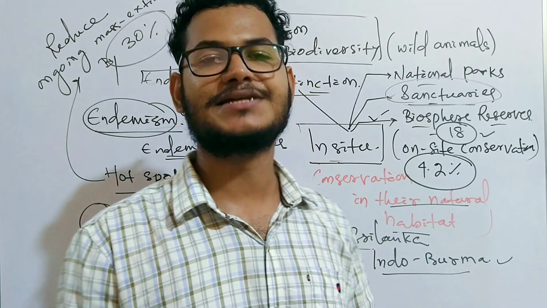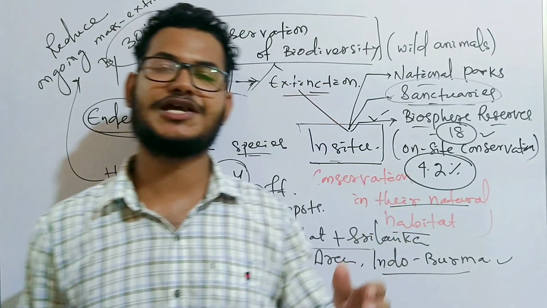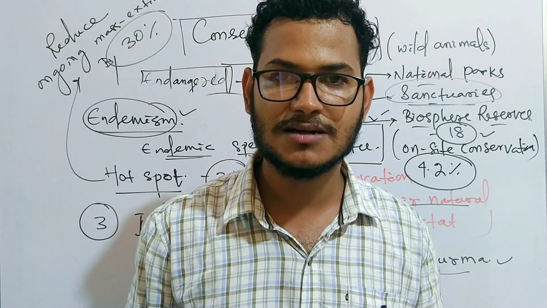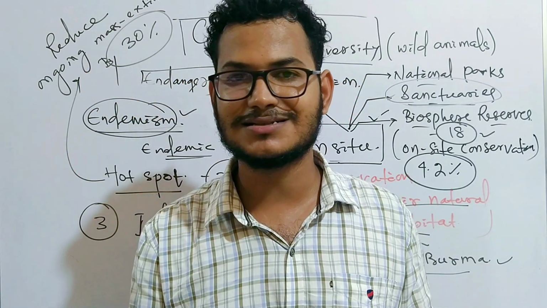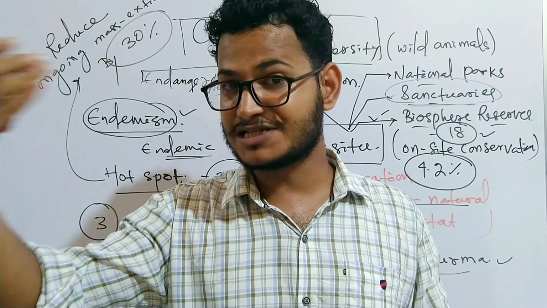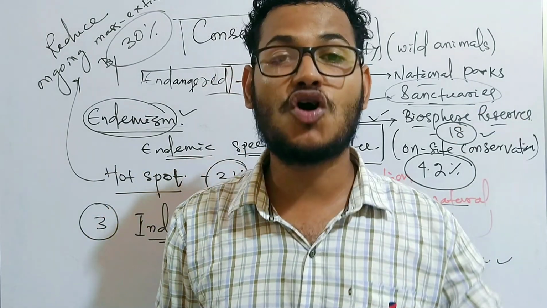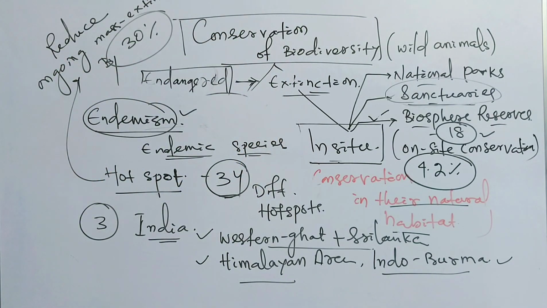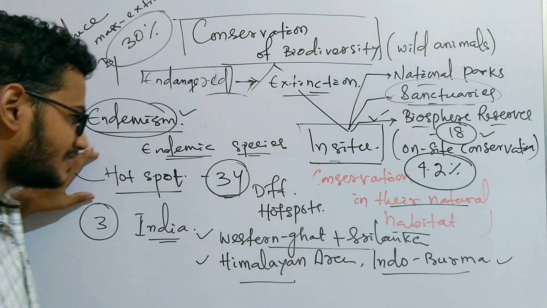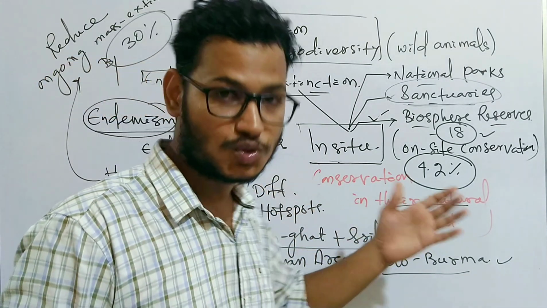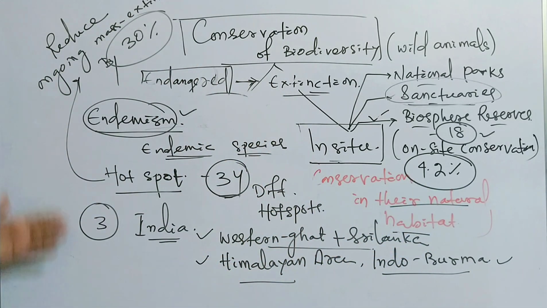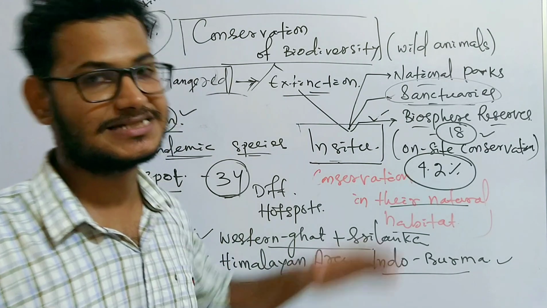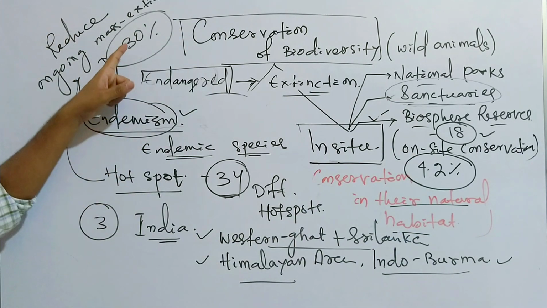Okay, coextinction means the extinction of one species makes other species go extinct, is the cause of the extinction of some other species. So due to the development of hotspots or the protected areas, the ongoing mass extinction is reduced by 30%.